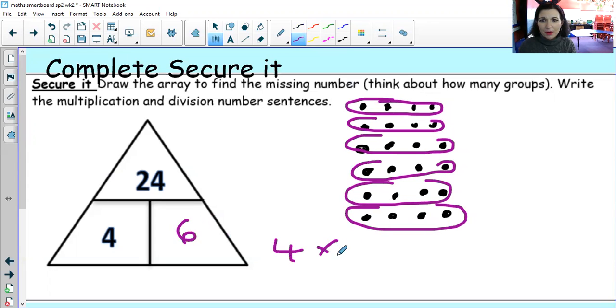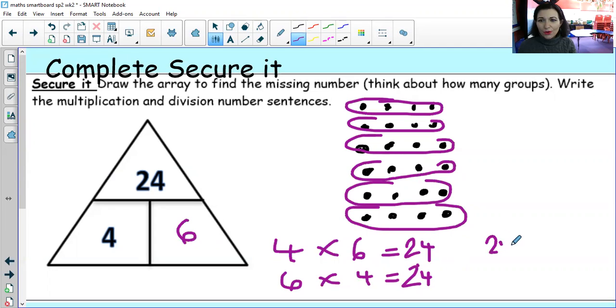So 4 multiplied by 6. 6 groups of 4 is 24. And 4 groups of 6 is 24. And 24 divided by 4. So how many groups of 4 in 24? The answer is 6. And how many groups of 6 are in 24? And the answer is 4.